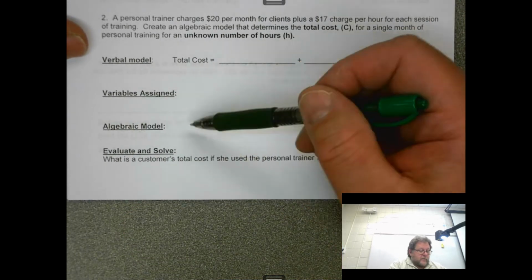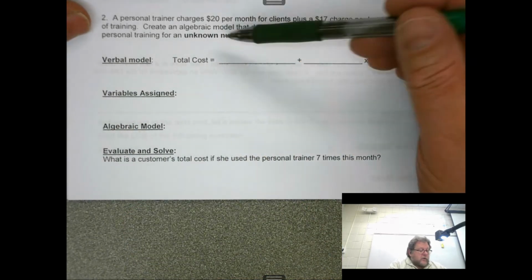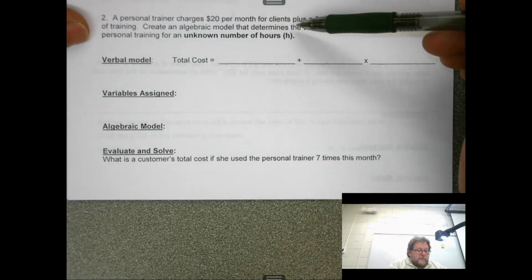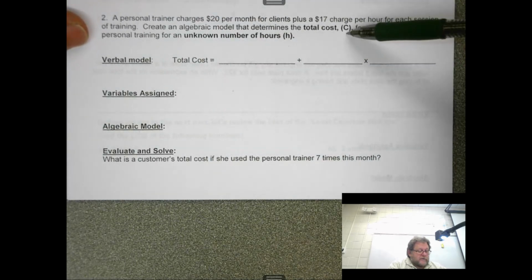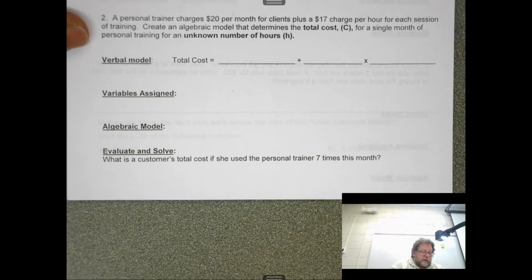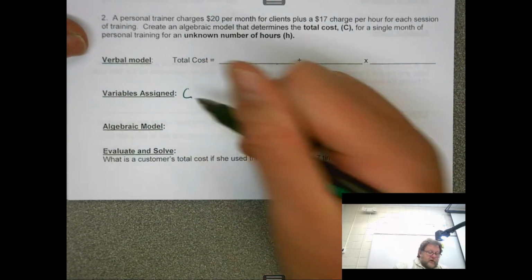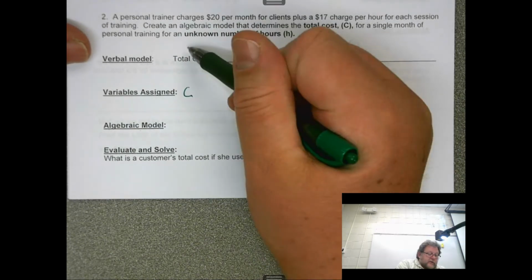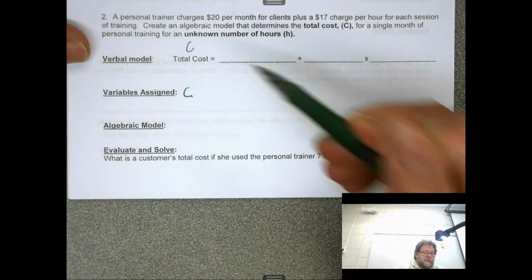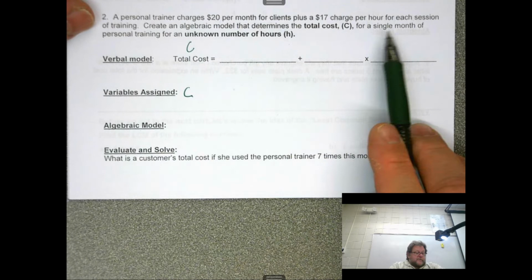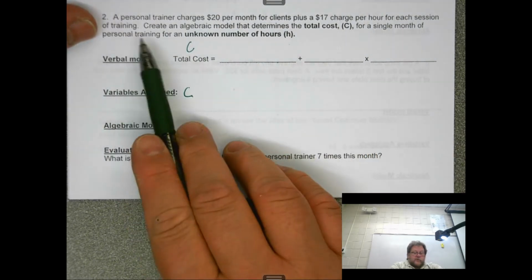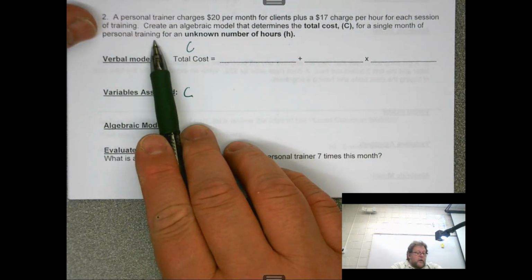So they're actually giving us, again, they're assigning the variables: total cost C, total cost for a single month of personal training for an unknown number of hours H. So they're going to give us an H too. So here's an H.